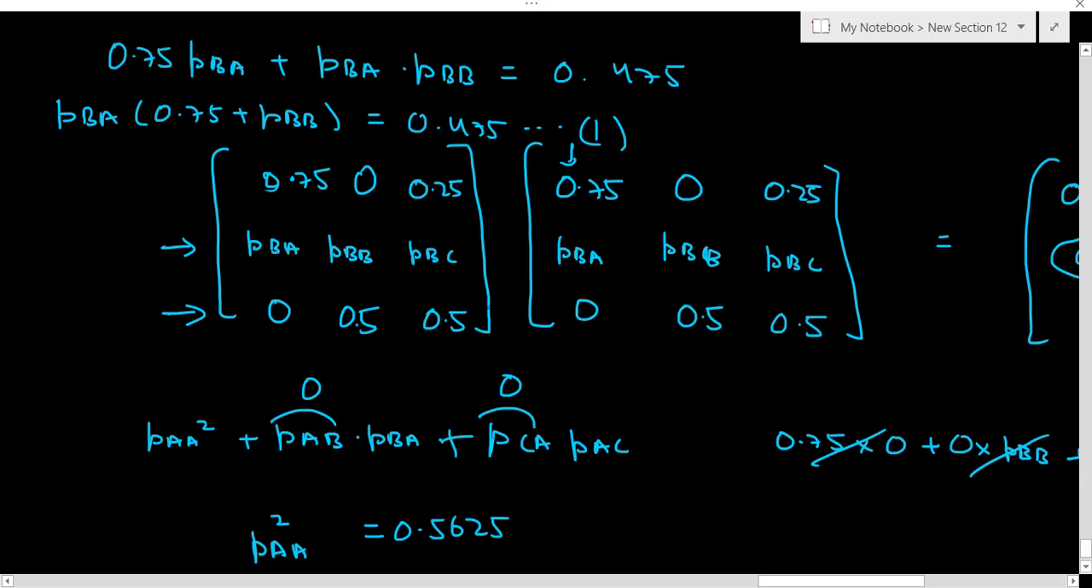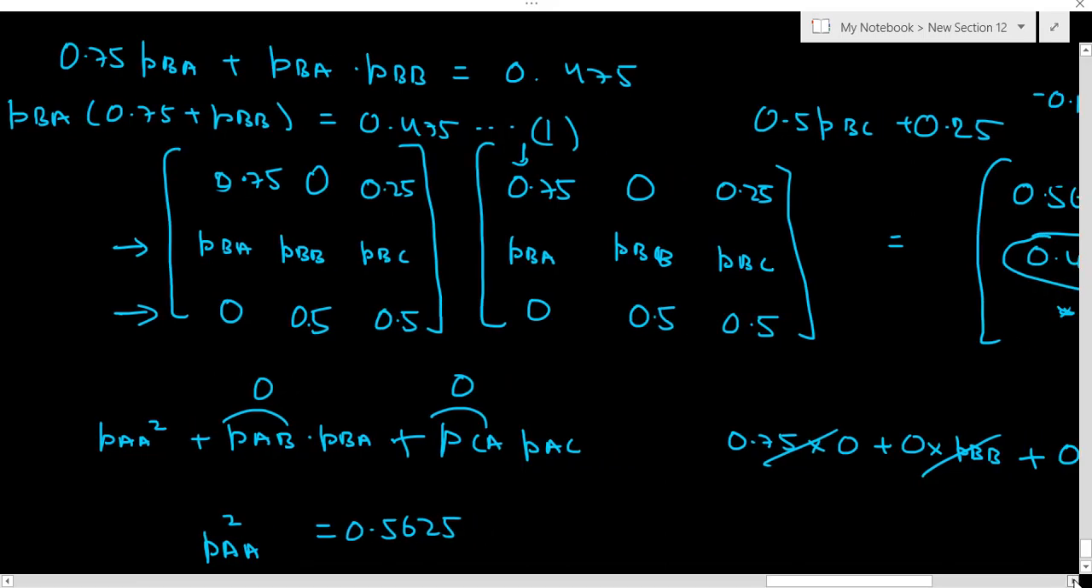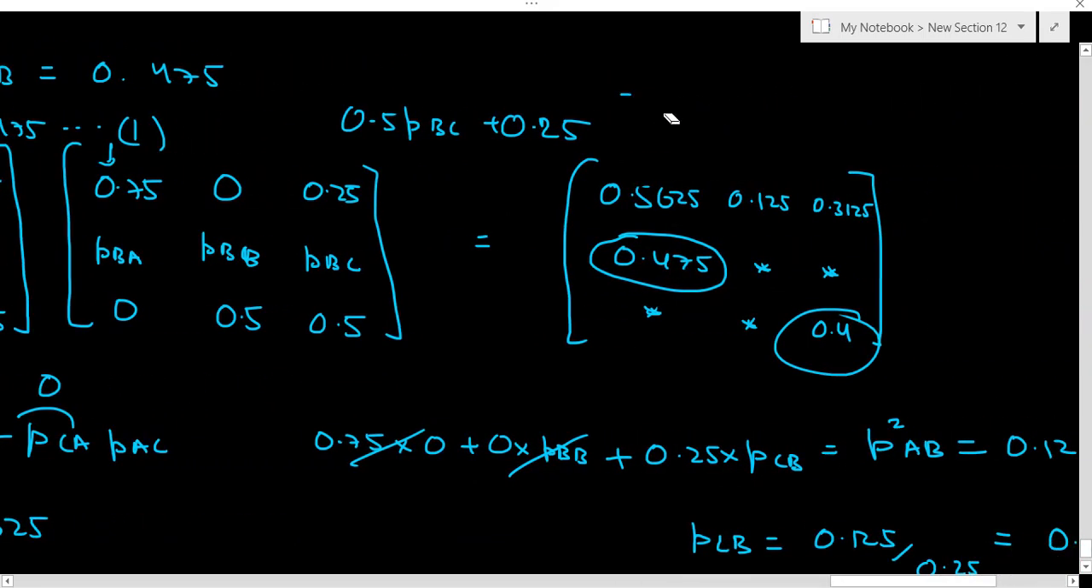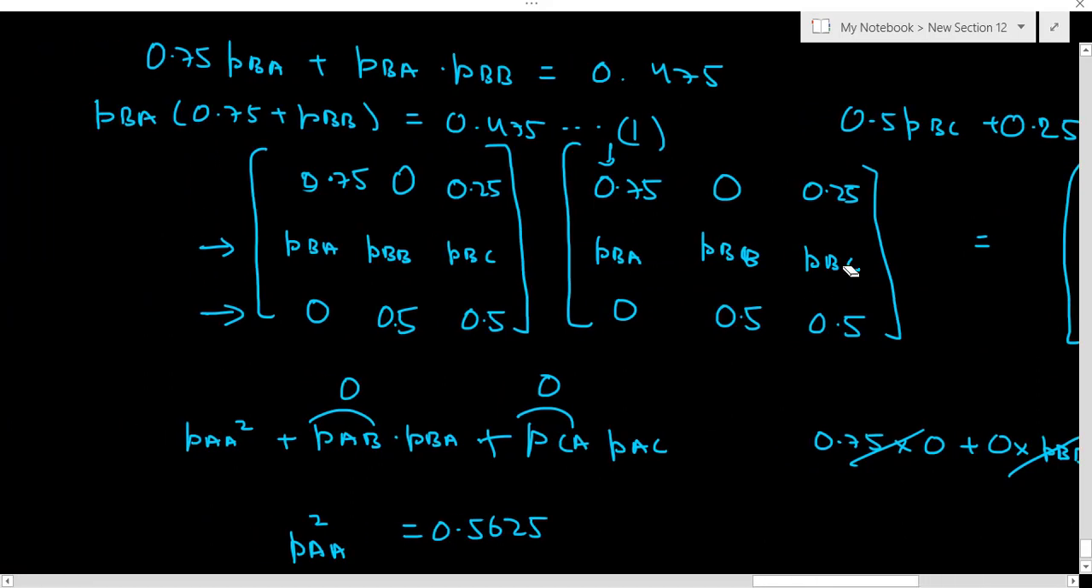So it would be 0 into 0.25, 0.5 into PBC plus 0.5 into 0.5, which would be 0.25, and this is equal to 0.4, right? So that would imply that PBC is equal to 0.15 divided by 0.5, which is 0.3, right? So I know the value for this last one, PBC, which is equal to 0.3.